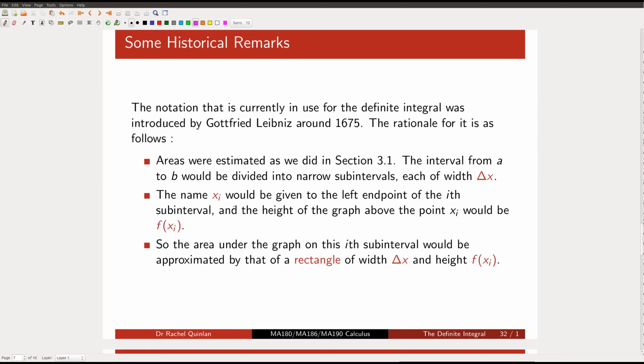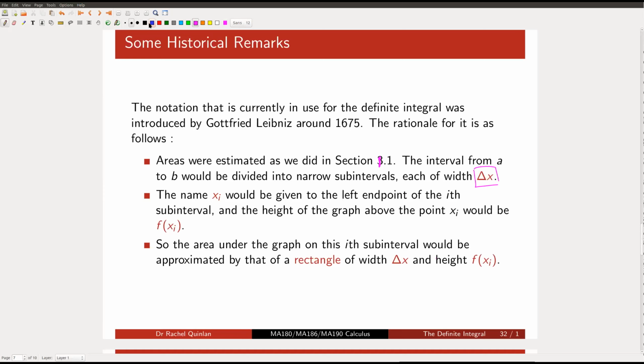So the areas were estimated much as we did with the examples in the first section. Sorry, that should be section 1.1, not section 3.1. And so the interval from A to B, over which you care about this area, would be divided into narrow subintervals, and each of them would have a width described by this delta x, which is again something that's used in differential calculus as well, to describe a small interval of variation in x. And so the expression for the estimate of the area would have been something like this.